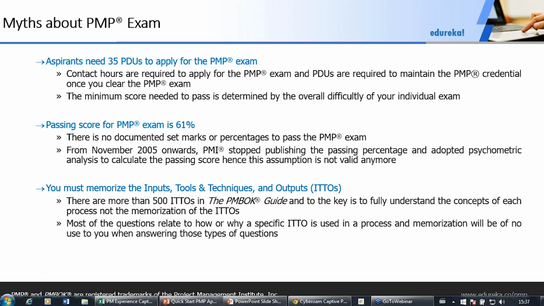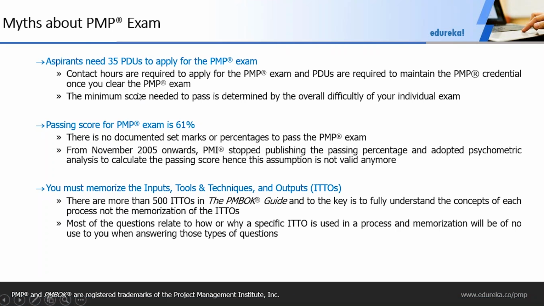So before you clear the PMP examination, as one of the prerequisites, you need to go for this project management education. And once you complete that training, you are going to receive a certificate which will say you have fulfilled that project management education, and that is going to give you 35 contact hours. Remember, contact hours are needed before you apply for the PMP examination. And once you become PMP, once you clear that exam, then you need to earn 60 PDUs, professional development units, over a period of 3 years to retain your PMP credentials.